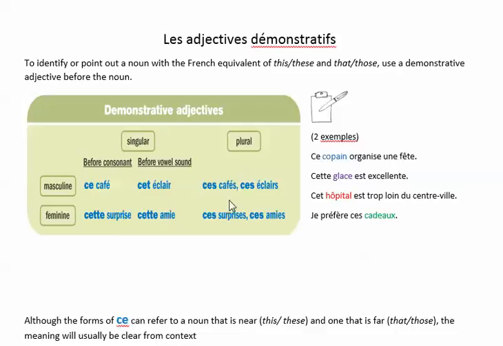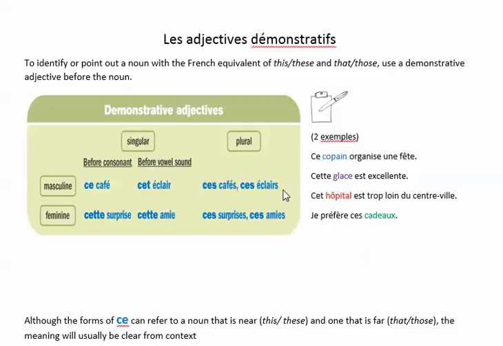If the noun is plural, masculine or feminine, you will use ces: ces cafés, these cafés, ces éclairs, these éclairs. Notice I'm doing a liaison. Ces éclairs, ces surprises, ces amis, which are like those and these friends.